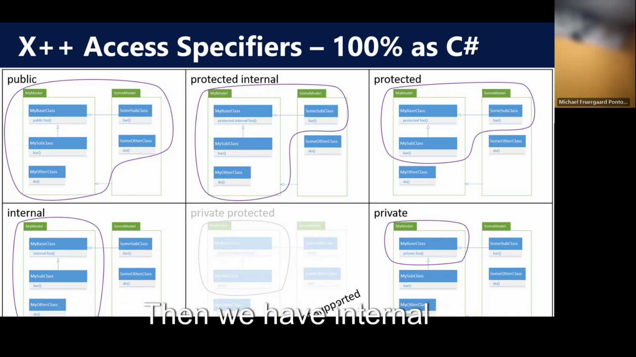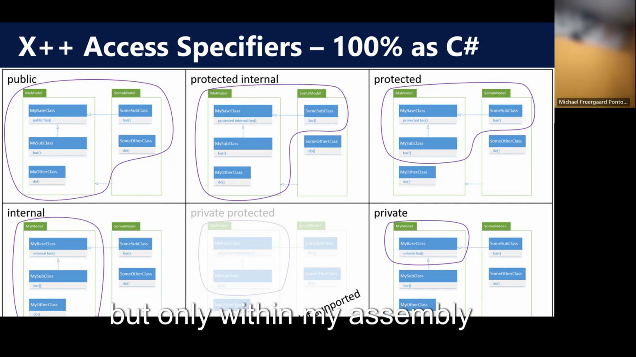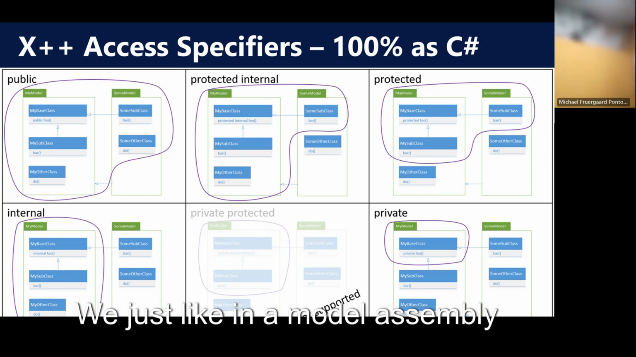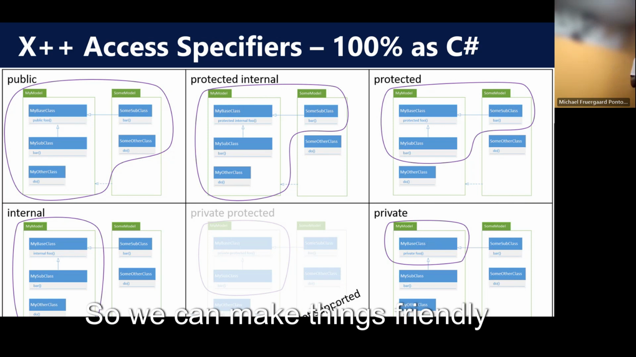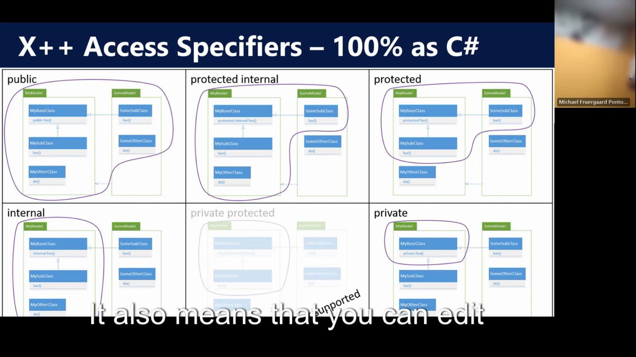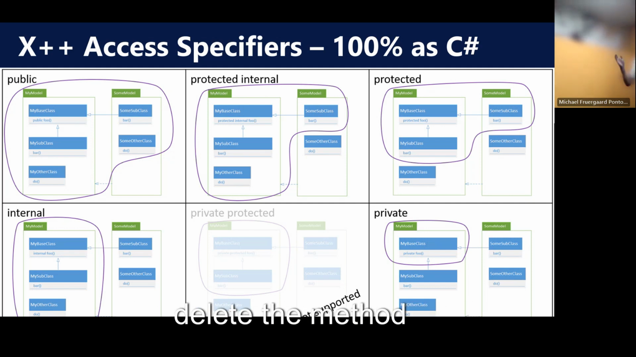Then we have internal, which basically means it's public, but only within my assembly. In our case, that's the model assembly. We also have a notion of friendly assemblies, so we can make things friendly, and that means internals visible to your friends. That means that they can also see the internal thing. We use this for testing quite a lot. But otherwise, if you write internal, it means it's Microsoft. It also means that you can edit the signatures, delete the method, whatever, no one else can have a reference to it, so that's safe.